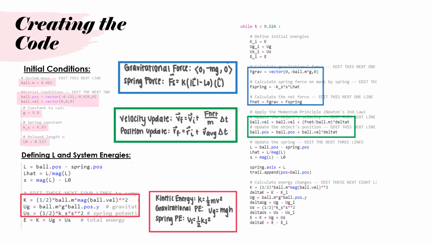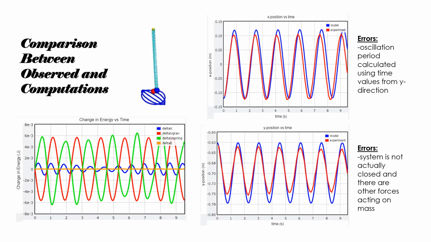Then I used the equations for the gravitational force and spring force to compute the net force of the mass at each time step. This value was then used to update the velocity and thus the position. Lastly, the final energy of the system was computed at each time step, and the change of energy was calculated by subtracting the initial total energy from the final total energy. Here's what the code looks like when it runs.